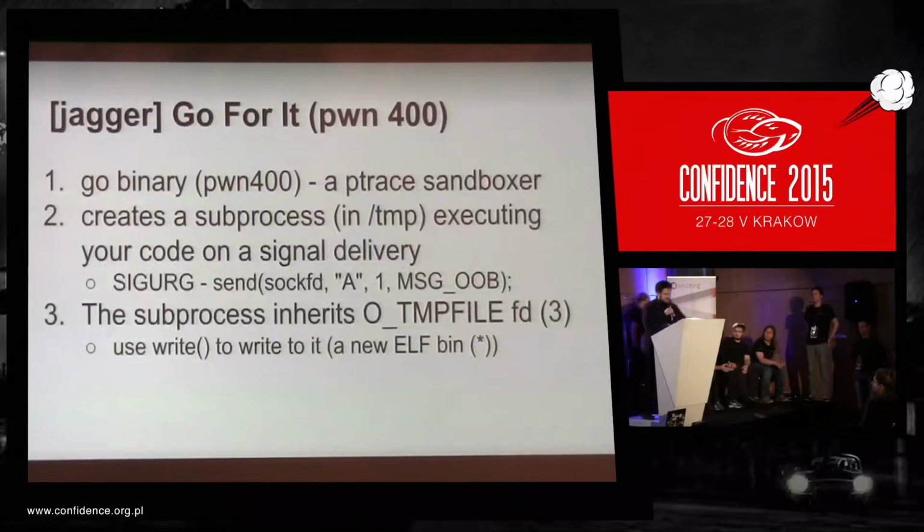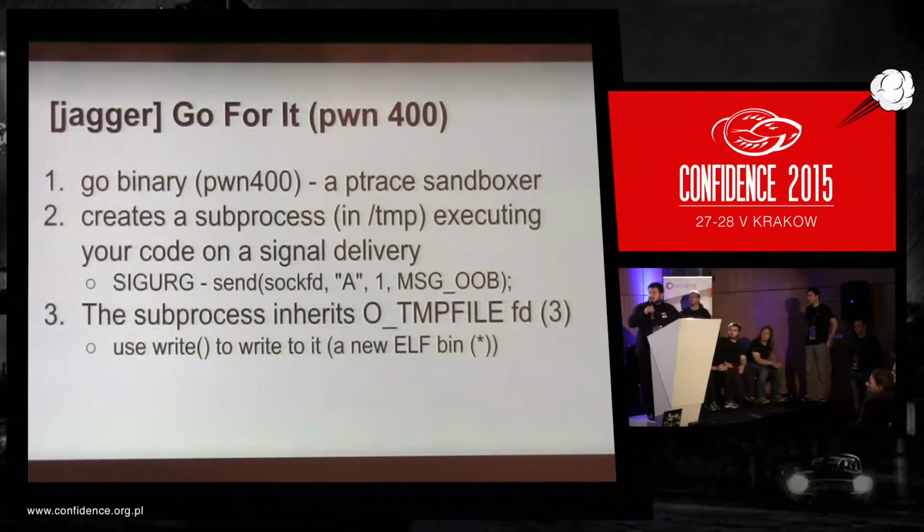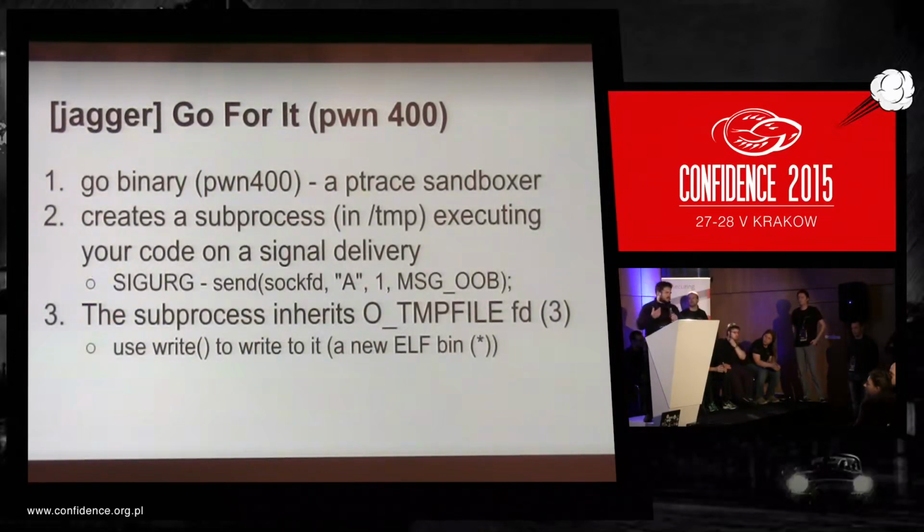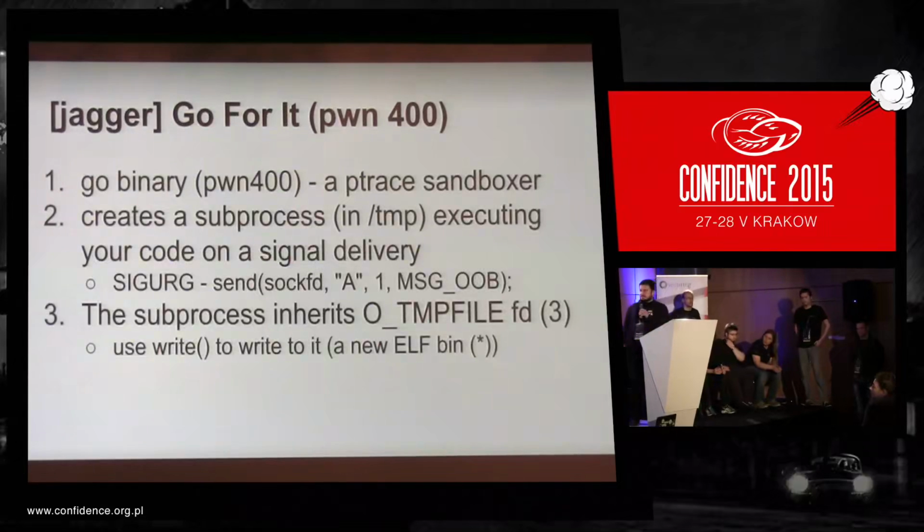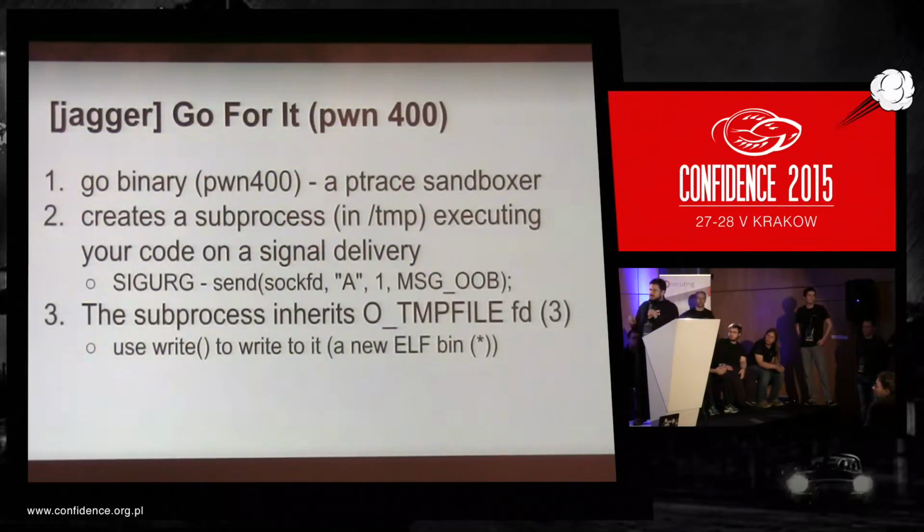All right, so it's a simple sandboxer. It uses ptrace, obviously, and it spawns an additional process, executes it and sandboxes it. First of all, you need to get remote code execution in your process, and you need to deliver the URG signal. You can do it by setting the so-called urgency flag in the TCP packet, in your client code like that with MSG_OOB. The process also inherits a file descriptor which is open with this flag, so it's not visible on the file system, but you can still write to it.